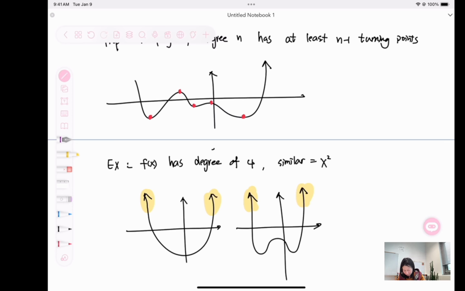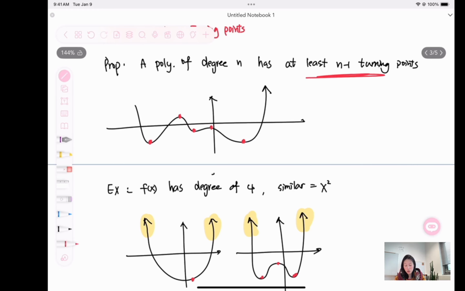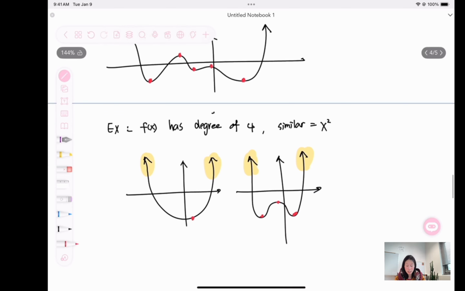But with this one we have 3 turning points. This is the most we can get, 3 turning points. Sometimes can we have 2 turning points? I don't know how to draw it, but definitely you can have 2 turning points. I couldn't think of how to get 2 turning points and still have the same ending behavior. But anyway, by the proposition, you will have at most n minus 1 turning points. Since this is degree 4, that means at most you will have 3 turning points.